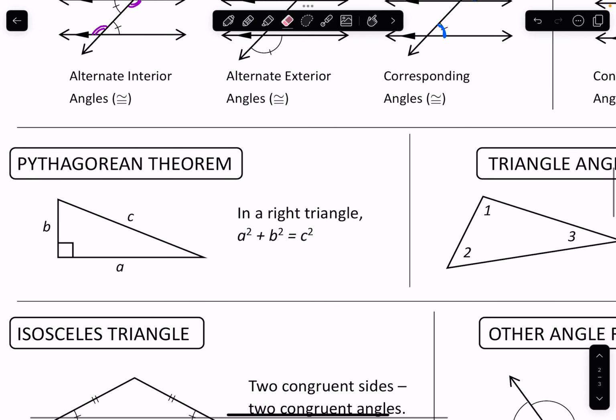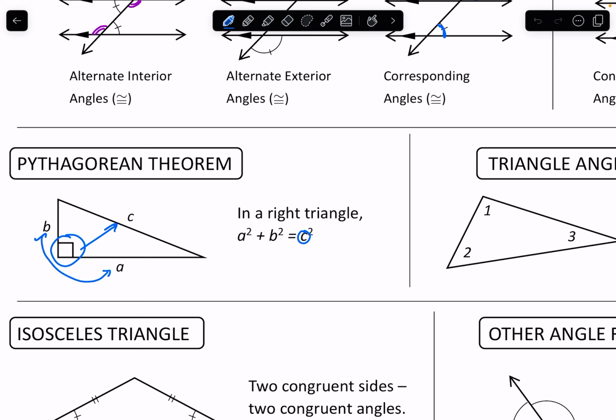Pythagorean theorem, we've reviewed this quite a bit already this year, so we're not going to spend too much time on it. A squared plus b squared equals c squared. Please remember this only works in a right triangle, and it is absolutely crucial that C is the side that is across from the 90-degree angle. Okay, C squared comes from C, which is across from the 90. The A and the B you can switch around, no big deal, but C has to be the side of the triangle across from the 90.